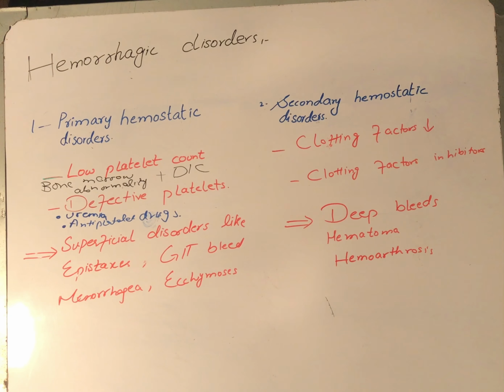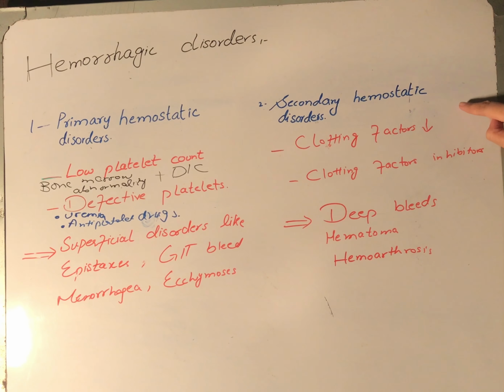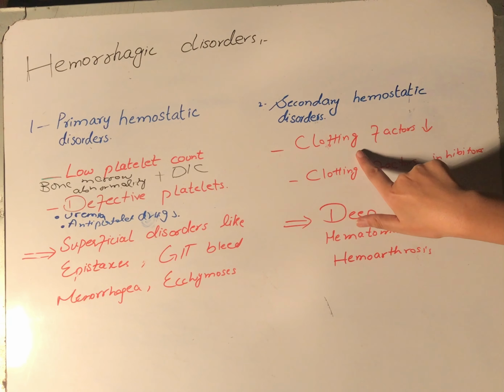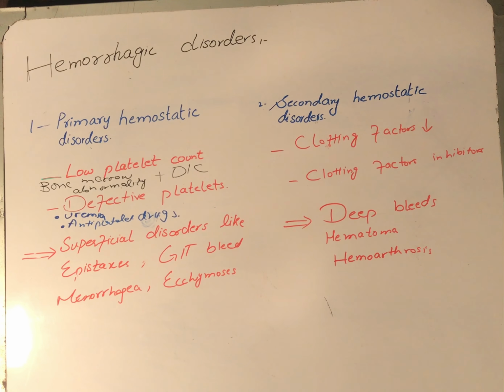Now we will study the secondary hemostatic disorders. We first have to go through which structures were involved in secondary hemostatic plug formation. There were coagulation factors, clotting factors, from 1 up to 13, involved in the secondary hemostatic plug, which leads to the formation of fibrin, an insoluble meshwork that surrounds our platelets to form the secondary hemostatic plug. So secondary hemostatic disorders are associated with any abnormality of our clotting factors.